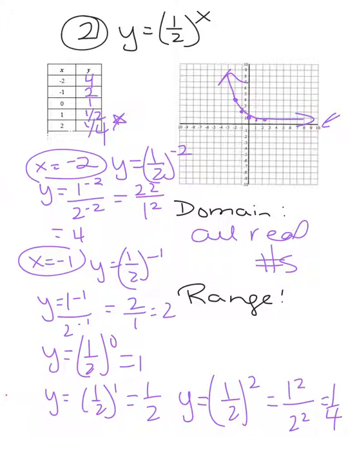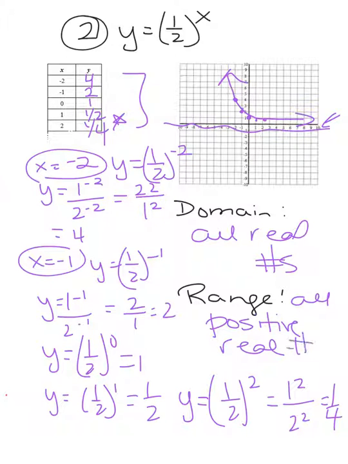My range, it looks like my range again is staying above the x-axis, so they're going to be positive values. And I can always look at that. Looking at my table, I can figure that out as well. So I have all positive real numbers is my range.